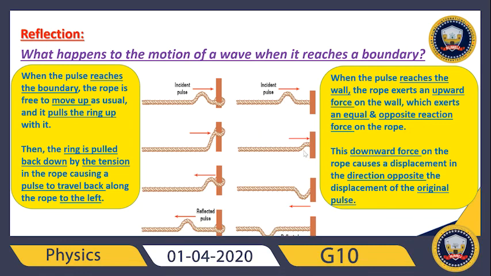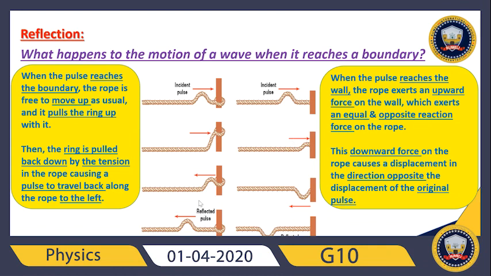So then what happens after the wall exerts an equal and opposite reaction force on the rope? This downward force on the rope causes a displacement of the rope in the direction opposite to the displacement of the original one. The original one is upward, above the equilibrium position, while in the reflection, the displacement will be in the opposite direction of the original pulse, not like this one.